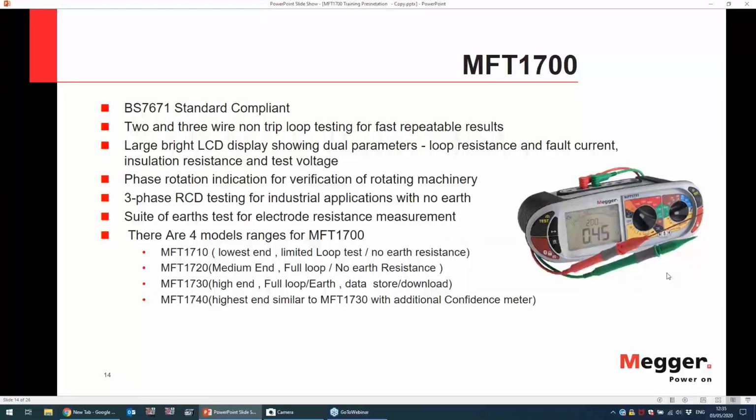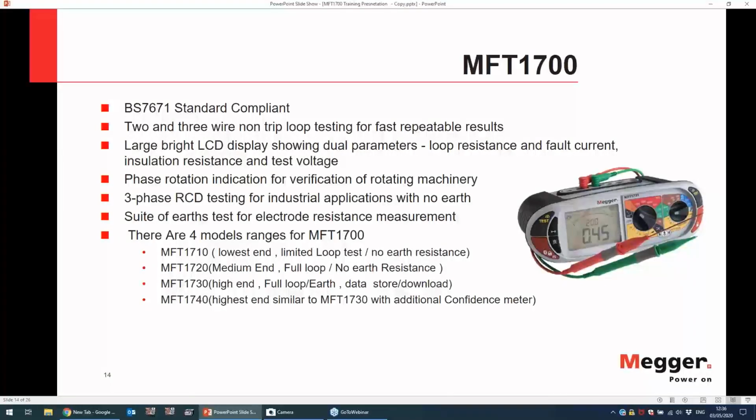The 1720 is a medium end device that gives you full functionality of loop testing, all different modes, line to line and line to neutral loop resistance or loop impedance test, but still does not have earth testing. The high end device is the 1730 model, which can give you full loop and earth testing inside the device, with the ability to store data and download the results from your device to the PC via Bluetooth.